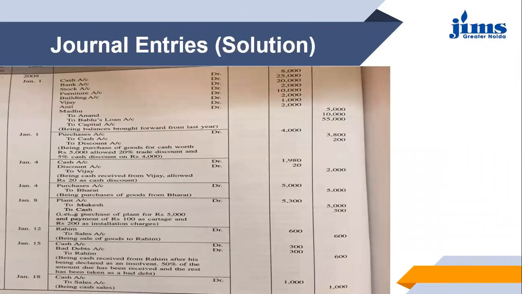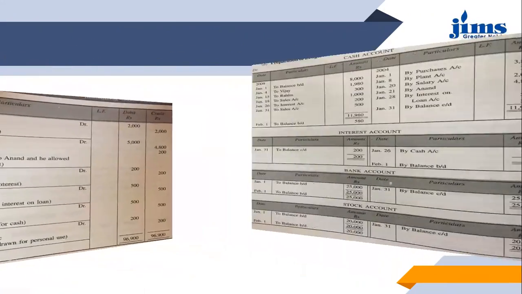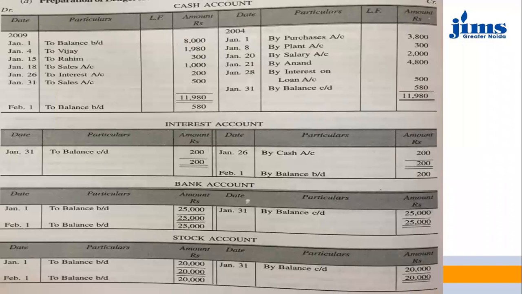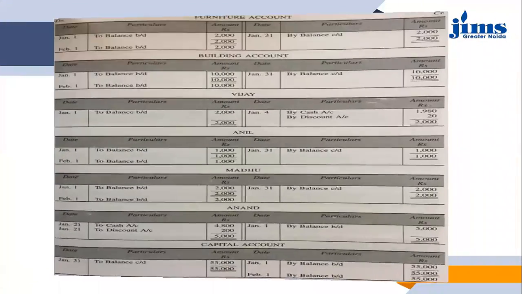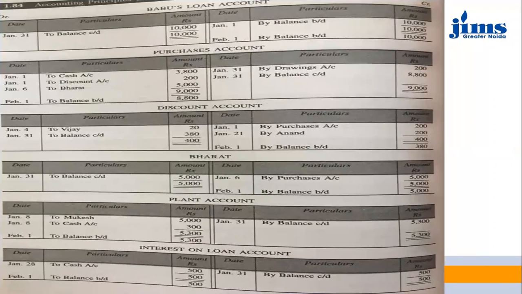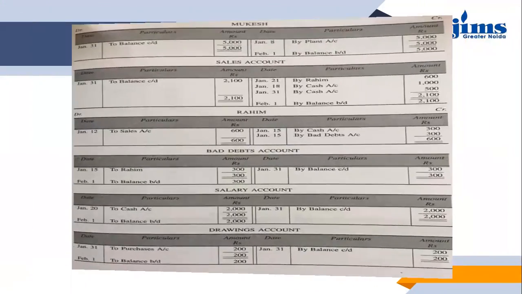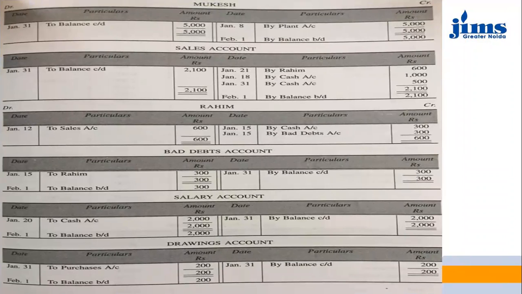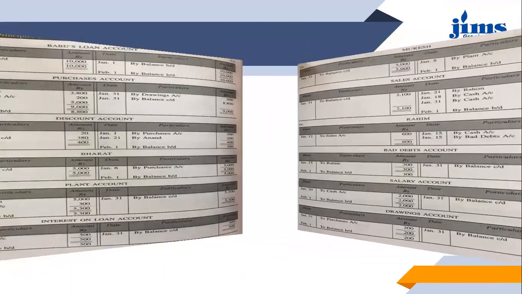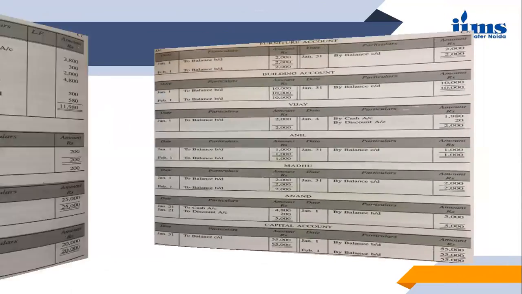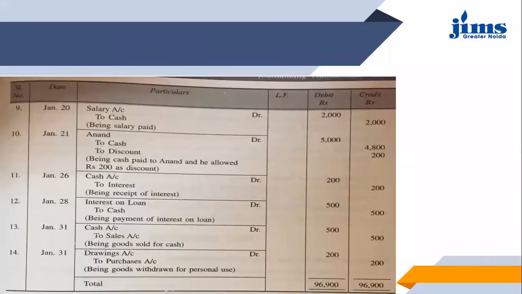The next journal entry is cash account debited to sales account. We have both the accounts here, so we'll just post the entry. Cash account is getting debited with sales, so on the cash account debit side, to sales account 1000 rupees, and we'll go to the sales account. It is on the next page. This is the entry of 18th January. We can see 18th January on the credit side, by cash account 1000 rupees. So this is the posting of this particular journal entry for sales. Then we'll move on to the next entry.